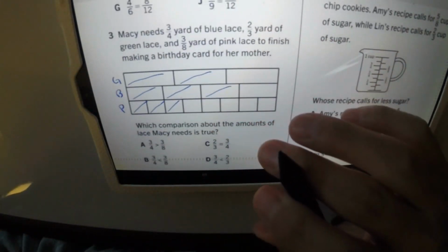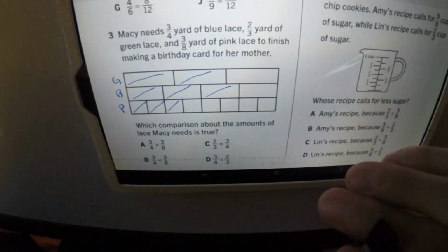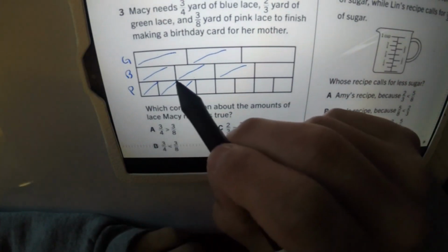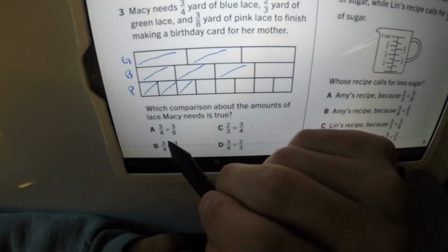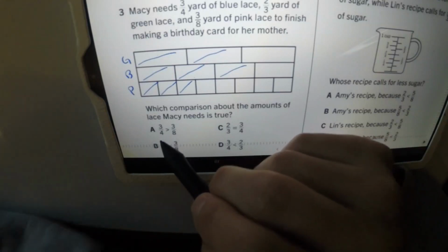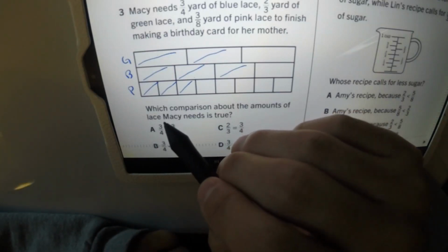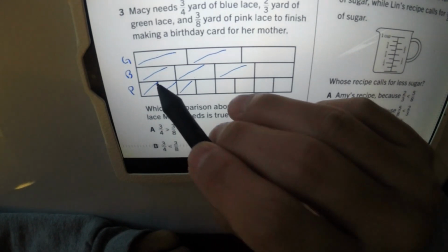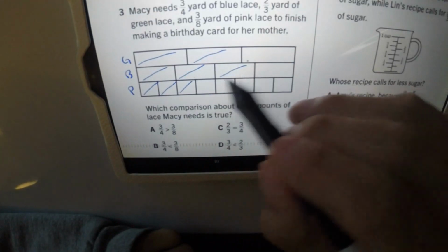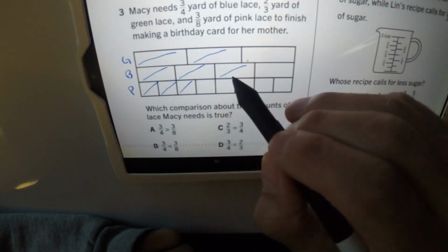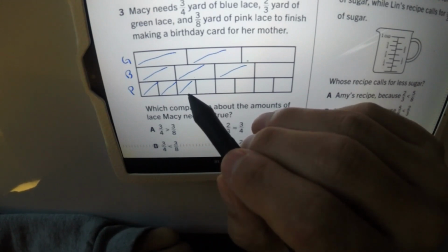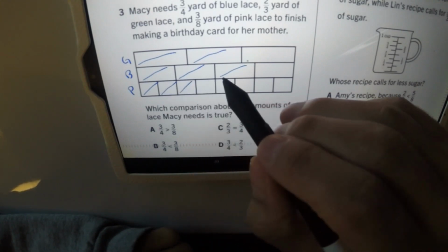Which comparison about the amounts of lace Macy needs is true? So now we're going to use this graph to help us figure out which one of these is true. A says 3/4 is greater than 3/8. So this is the 3/4 right here, 1, 2, 3 of the 1, 2, 3, 4. So 3 of these are greater than 3/8.